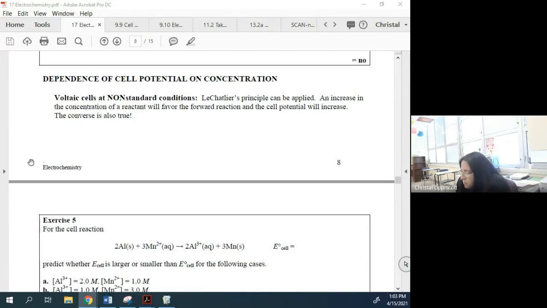All right, voltaic cells. Voltaic cells at non-standard conditions. Le Chatelier's principle can be applied to that. An increase in the concentration of the reactant will favor the forward reaction, and the cell potential will increase, and then the reverse is also true.